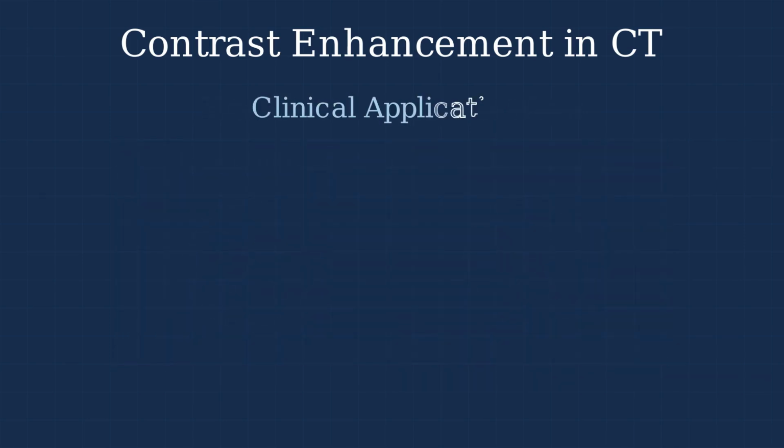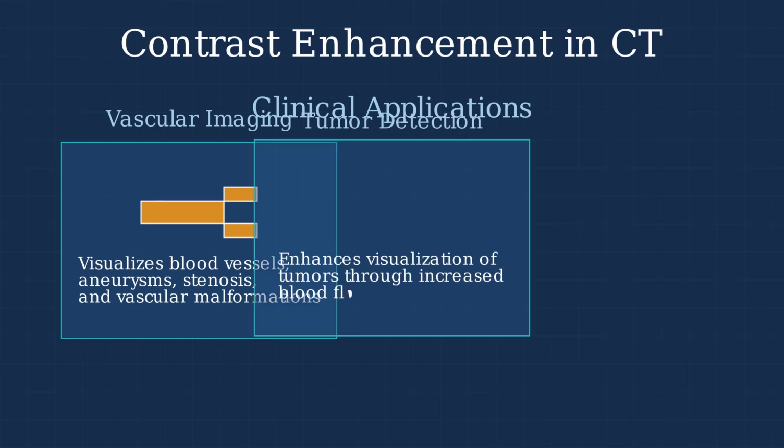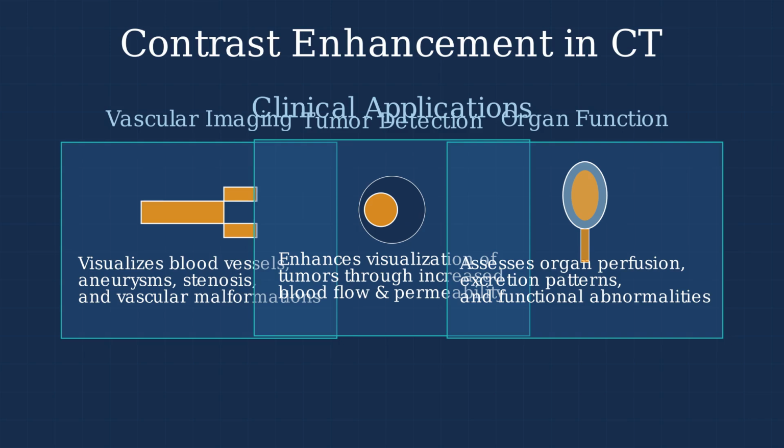Contrast enhancement is crucial for many clinical applications in CT imaging. In vascular imaging, contrast agents highlight blood vessels, making it easier to detect aneurysms, stenosis, and other vascular conditions. For tumor detection, contrast helps differentiate abnormal tissue from normal structures due to increased blood flow and vascular permeability in tumors. Contrast is also essential for assessing organ function, allowing visualization of perfusion patterns and excretion rates in organs like the kidneys and liver.